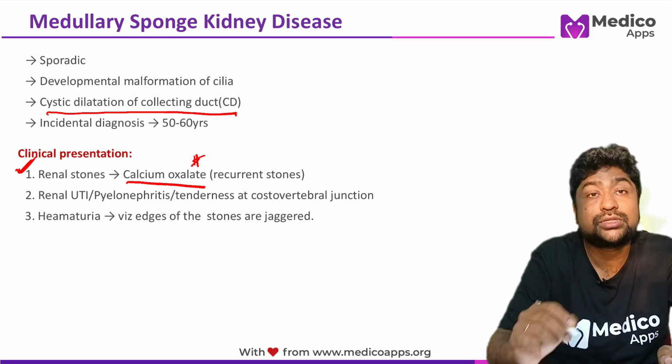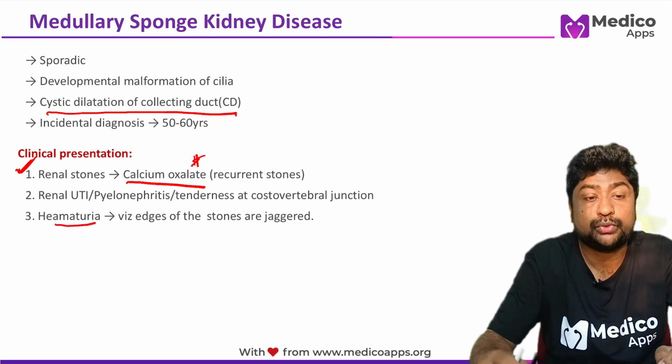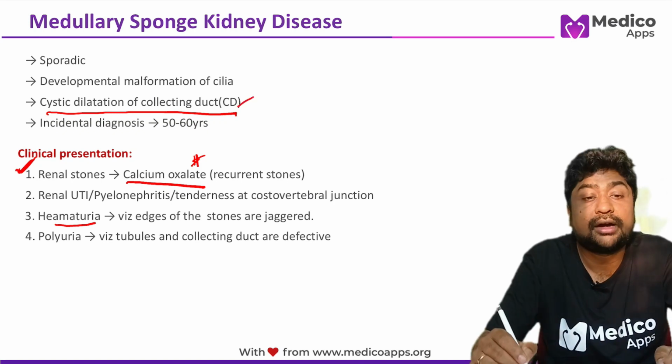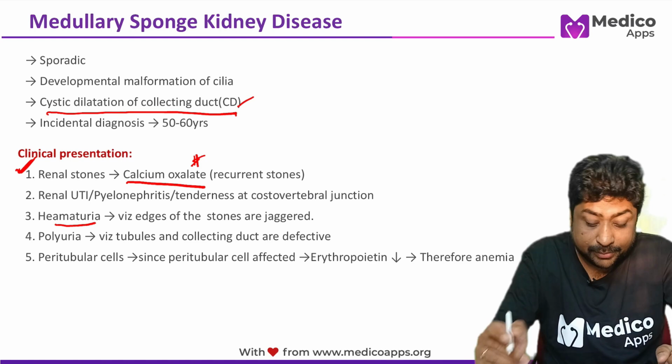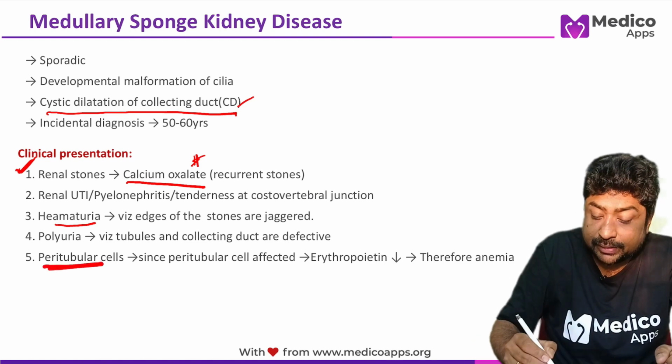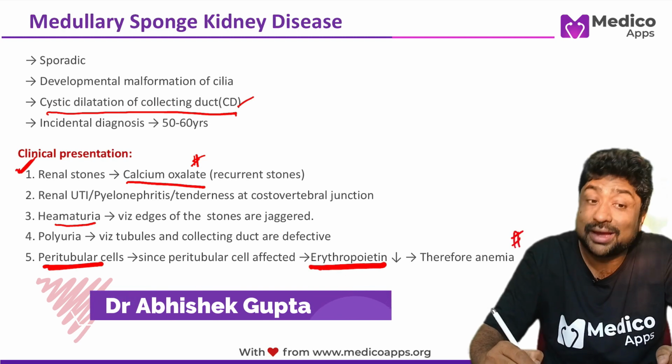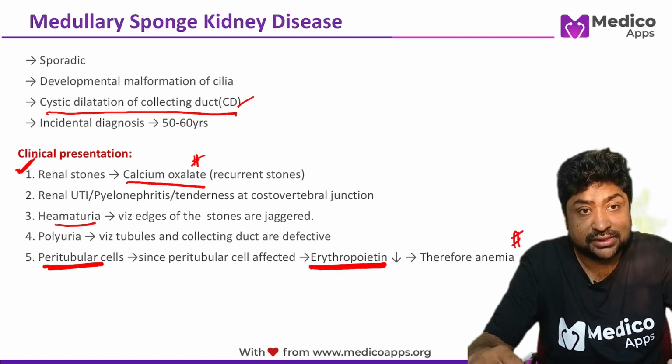You can have hematuria, because these stones can be jagged. There can also be polyuria, because again the collecting ducts are involved. Because peritubular cells are also affected, there is decreased production of erythropoietin, therefore anemia can also be seen in these cases.